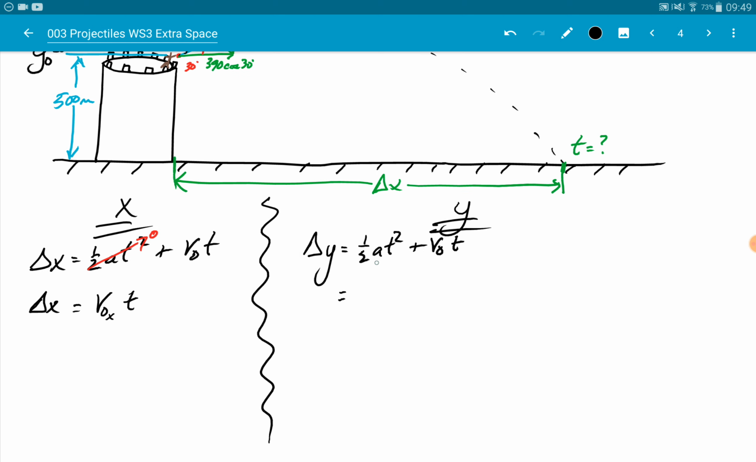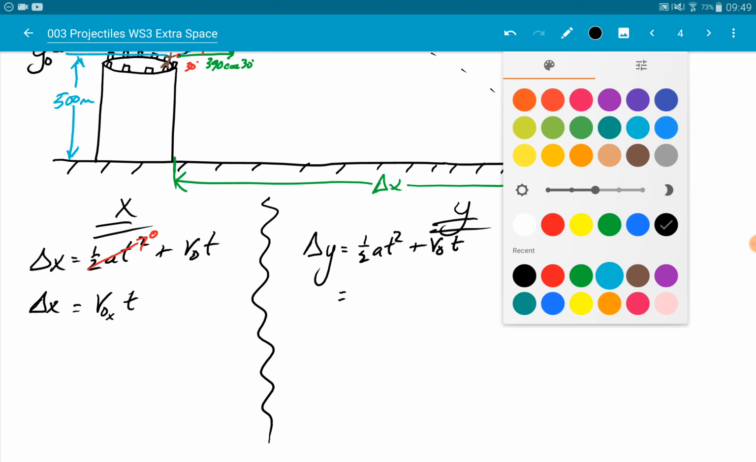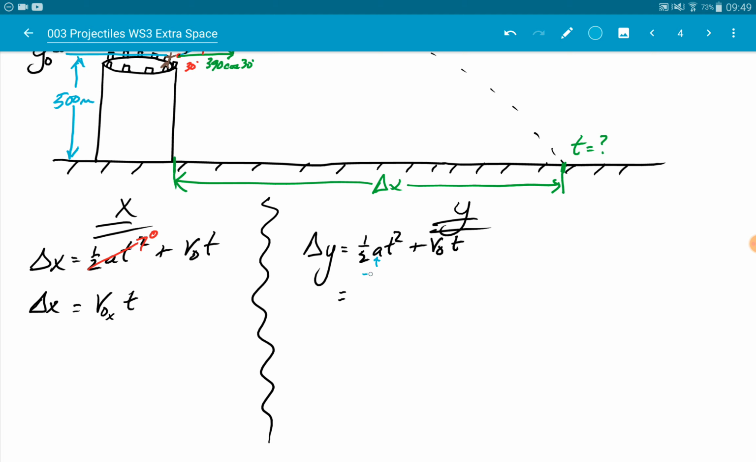What else do we know here? Let me change out of black. We know the acceleration is negative 9.8. I don't know the time. I don't know the time to any of these things. And I do know the velocity. The velocity is just going to be that 390. Oh, I do know the original velocity in the x dimension there. Why did I say I didn't know that? I don't know. 390 cosine of 30 degrees. And this one over here in the y dimension is 390 sine of 30 degrees.